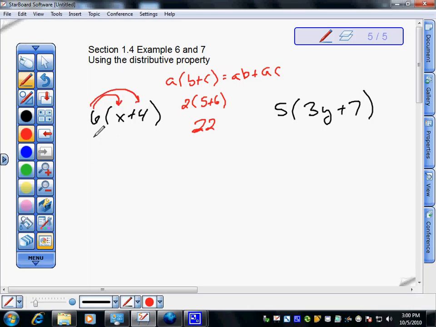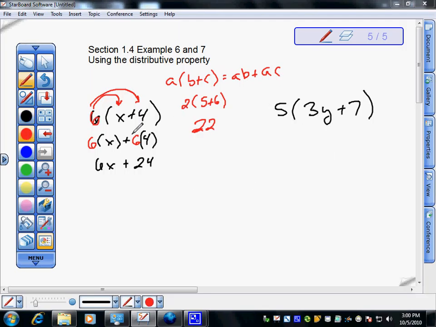So what we're going to end up with here is 6 times x plus 6 times 4. The 6 then was distributed through to each one. So we end up with a final answer of 6x plus 24.